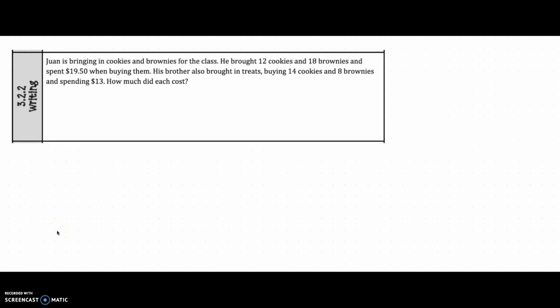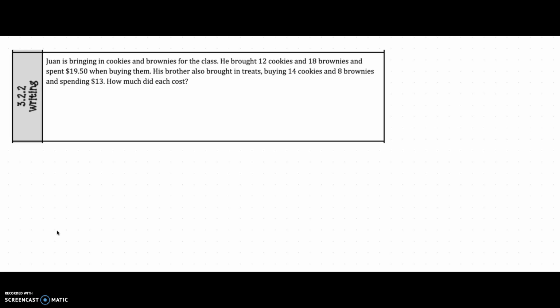This video is going to recap Learning Target 322, which is writing equations for a system. So we first want to read the story, figure out what's going on, and then see if we can write two equations to represent what is happening.